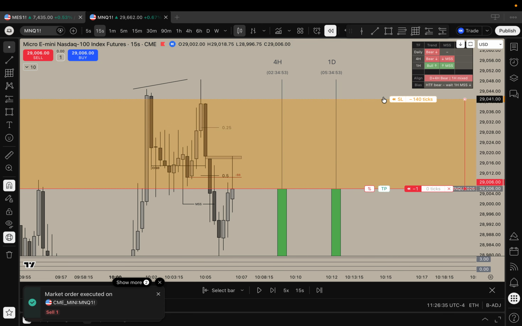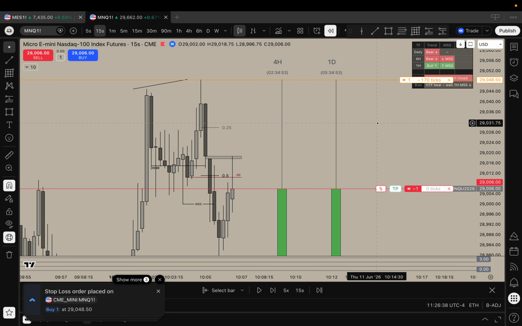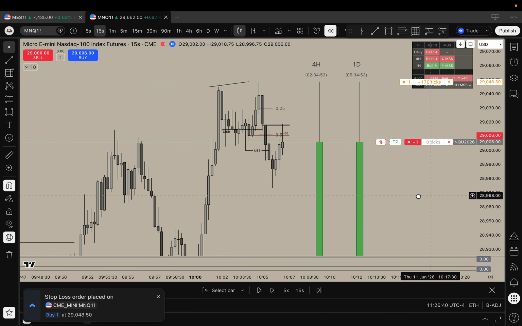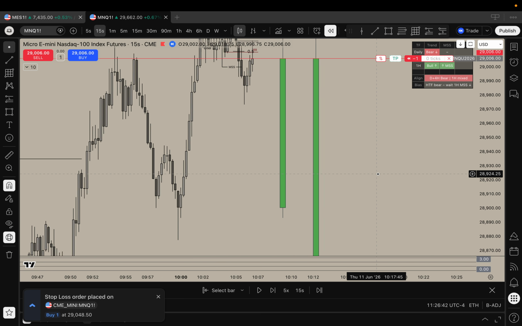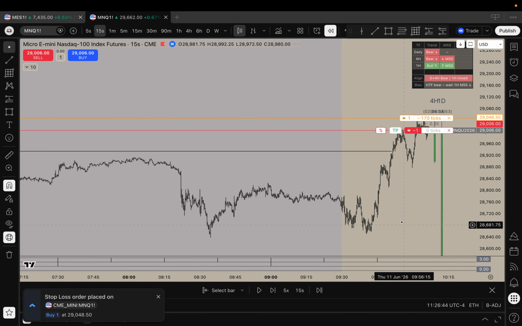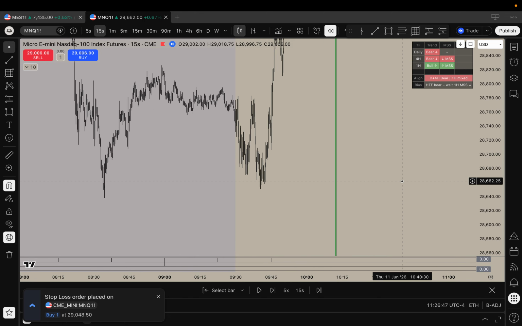We're going to go ahead and put our stops above the last swing high. That gives us a 170 tick stop, which is an $85 loss if we were to lose. Now, what I'm going to aim for is external liquidity.